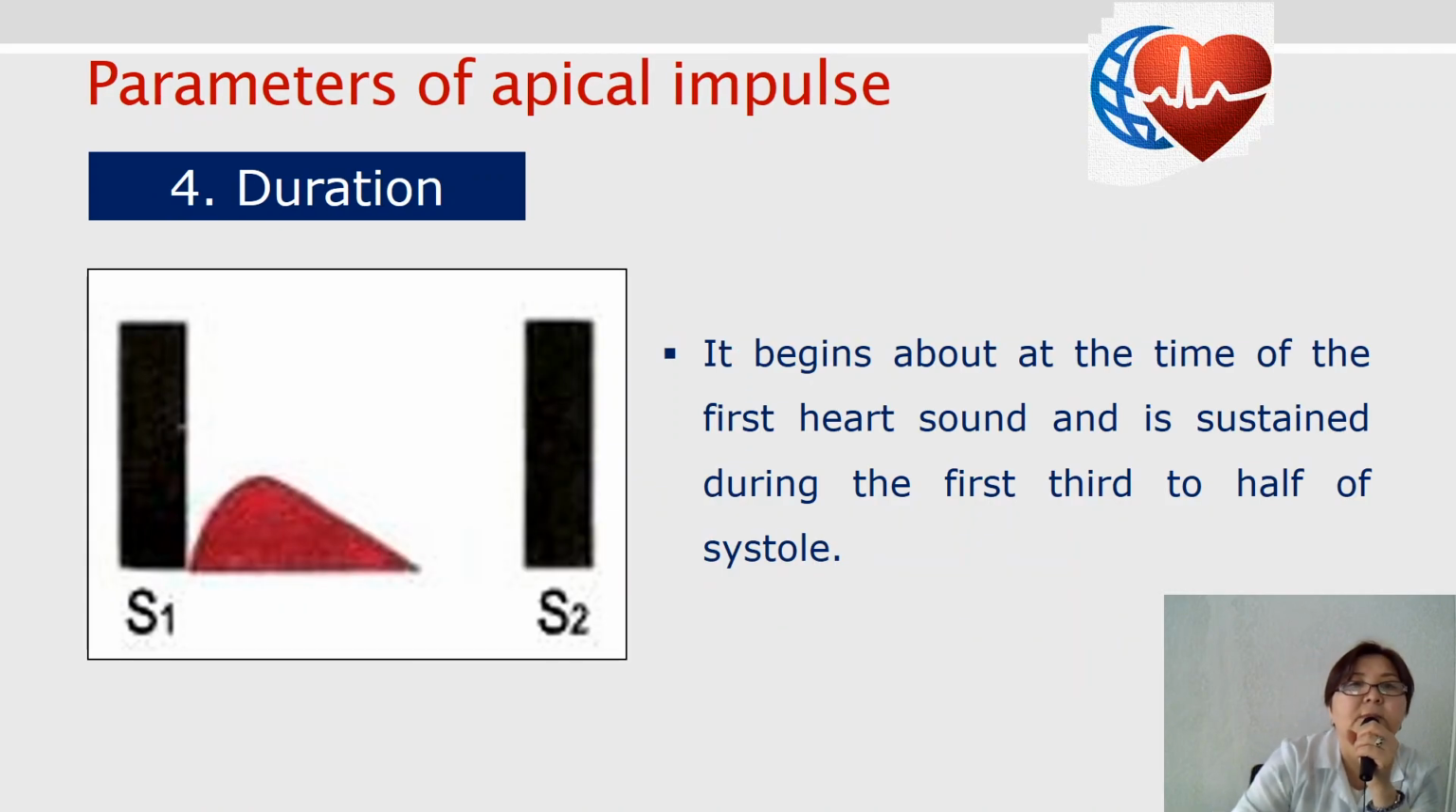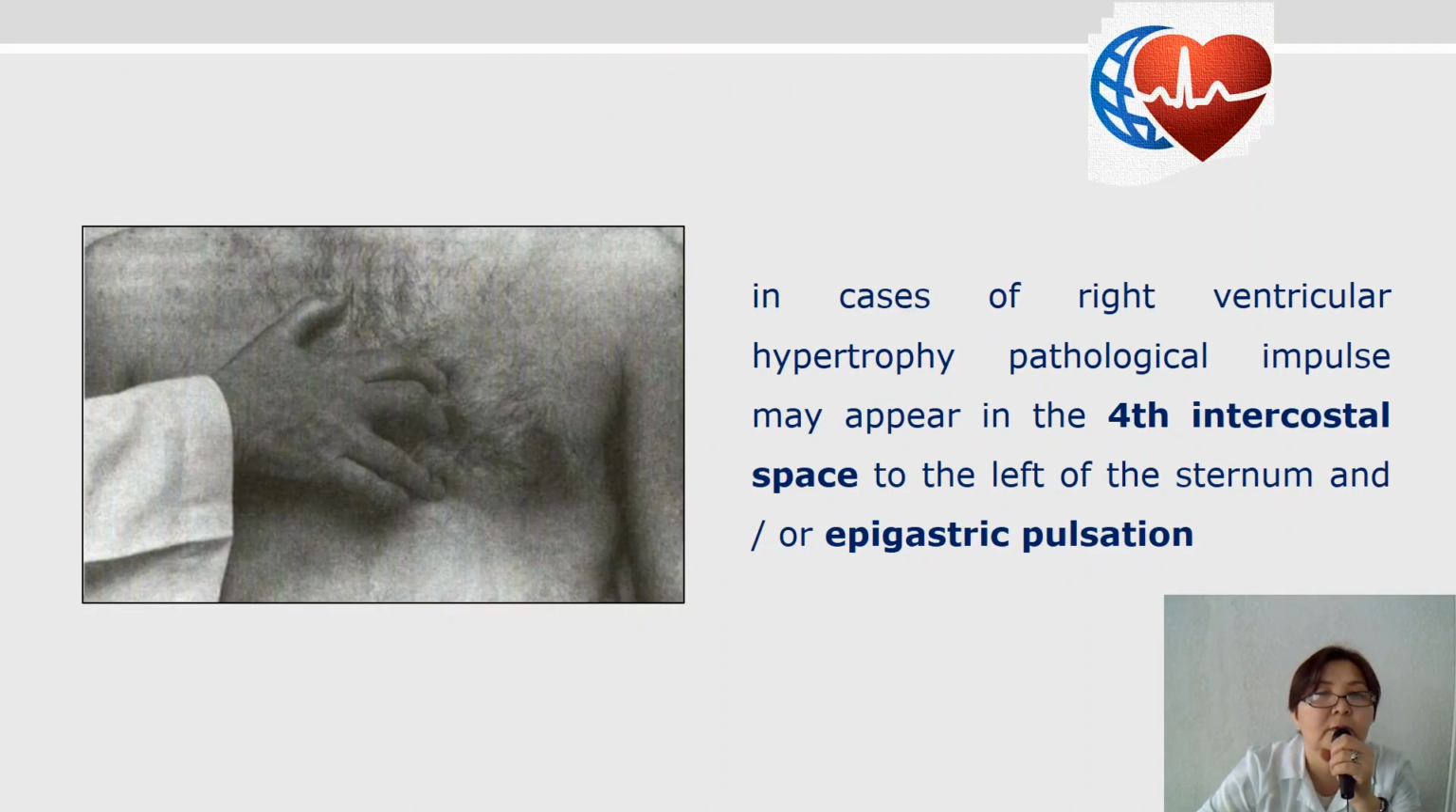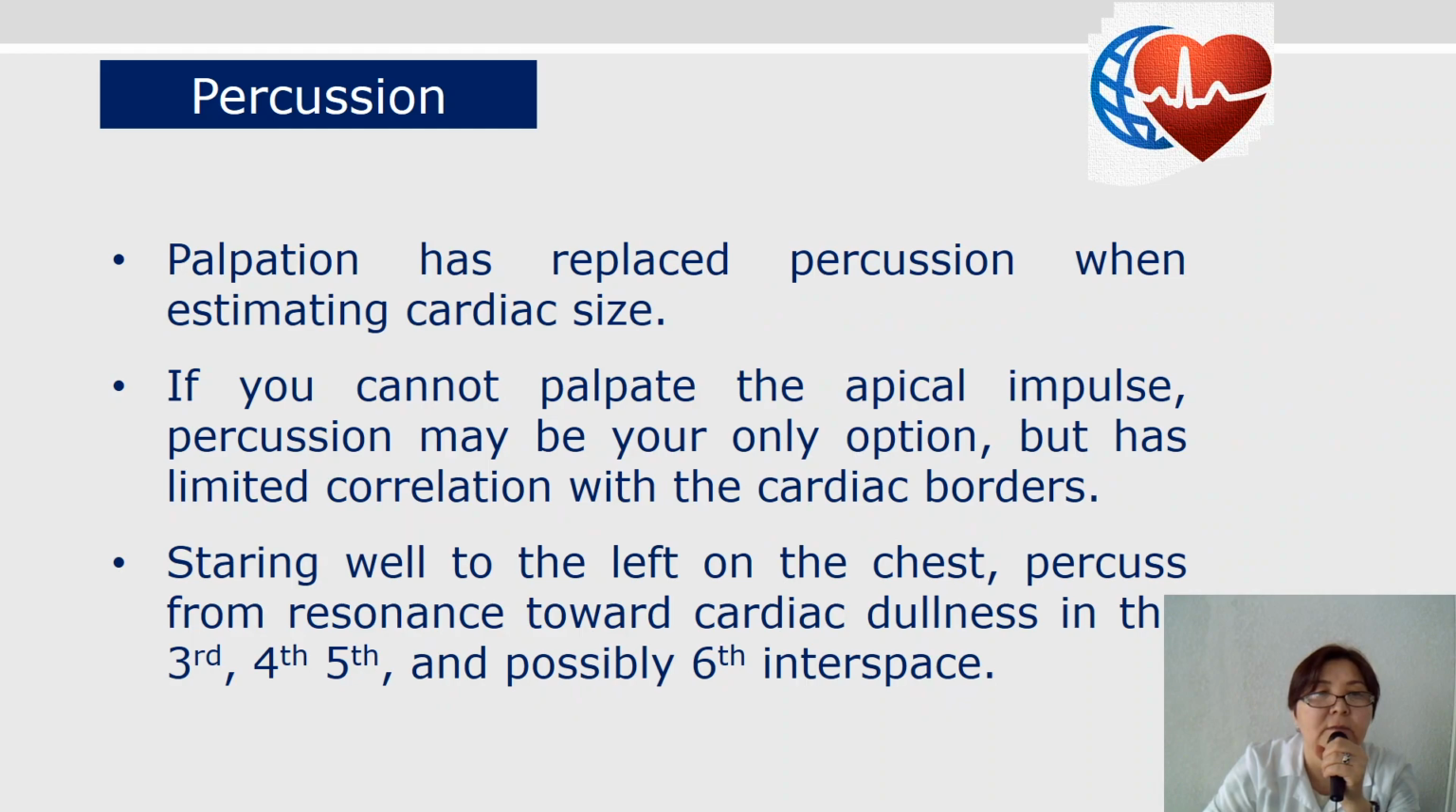The last parameter of the apical impulse is duration. It begins about at the time of the first heart sound and is sustained during the first third to half of the systole. In cases of right ventricular hypertrophy, a pathological impulse may appear in the fourth intercostal space to the left of the sternum and/or epigastric pulsation.